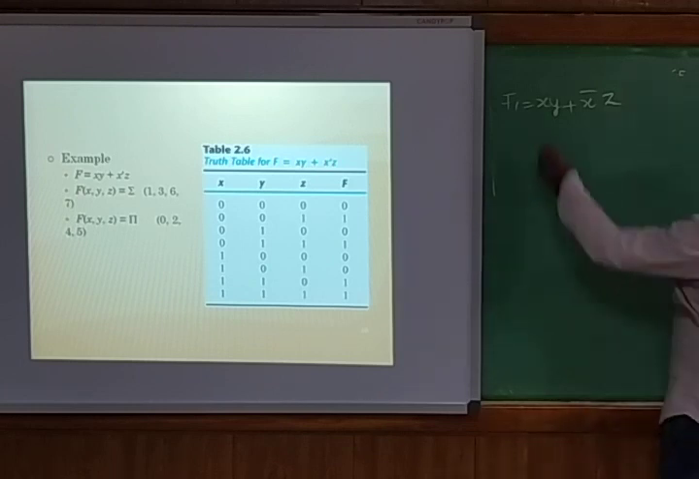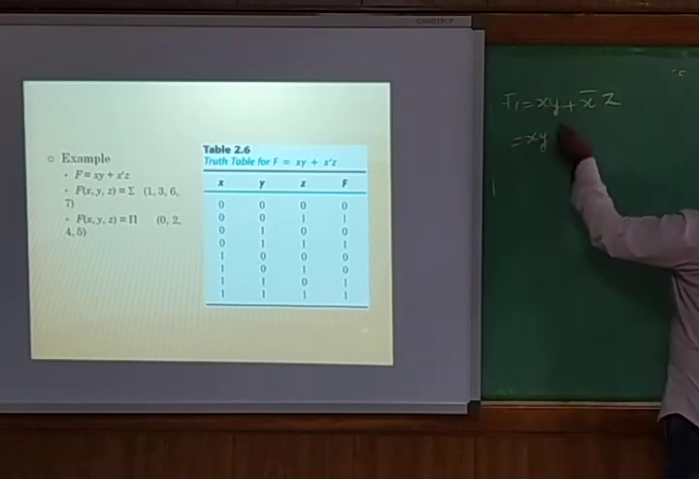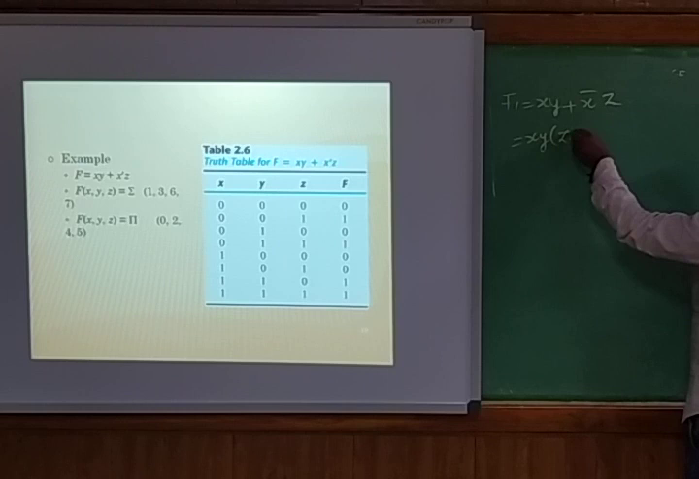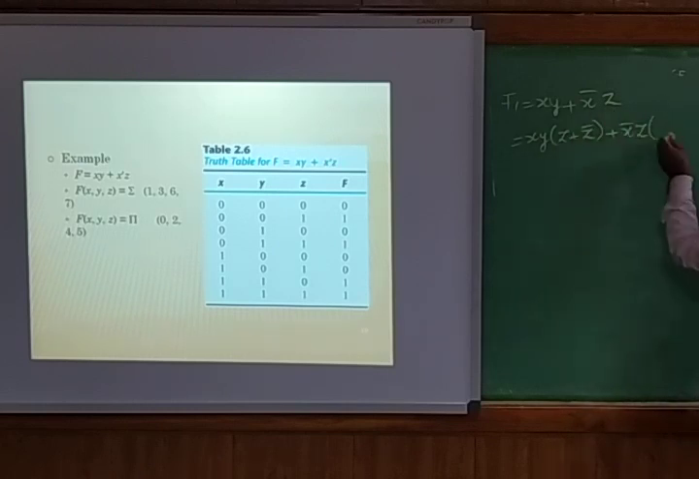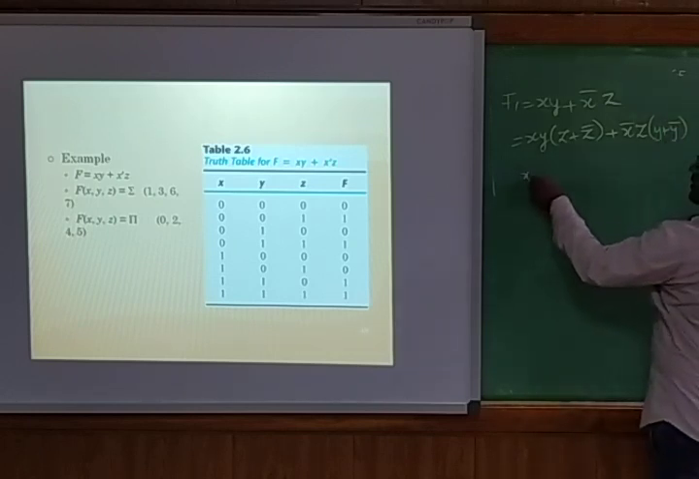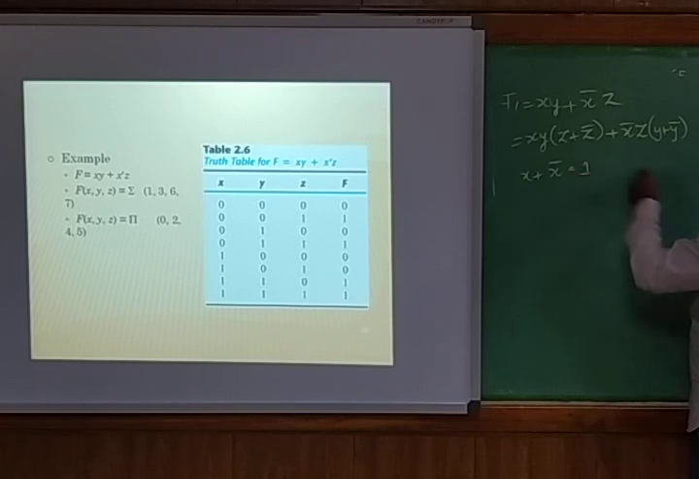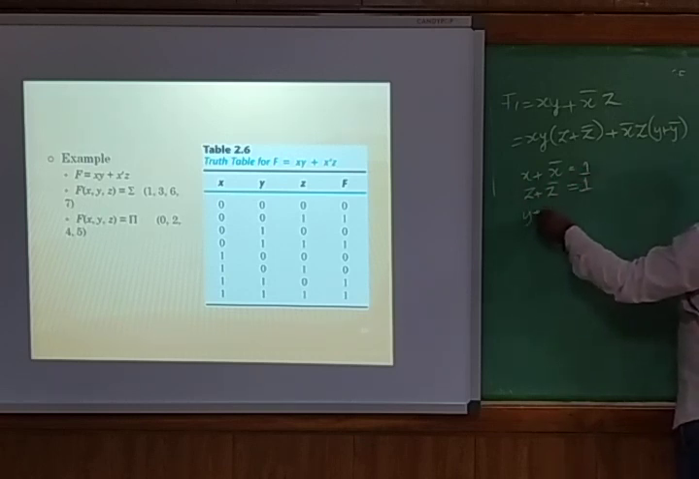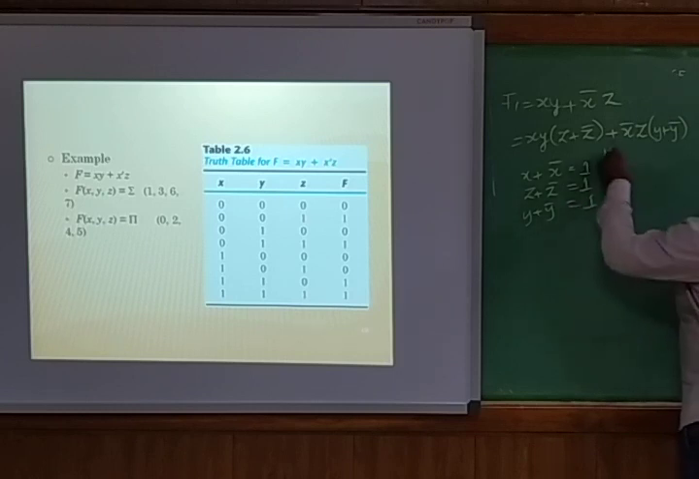So what is not present in this? In xy we don't have z. So what can we write for this? z plus z bar. Here, x bar z is there, y is not present, so we can write y plus y bar. So what is the value of it? x plus x bar is 1. Like this, z plus z bar is also 1, and y plus y bar is also 1.